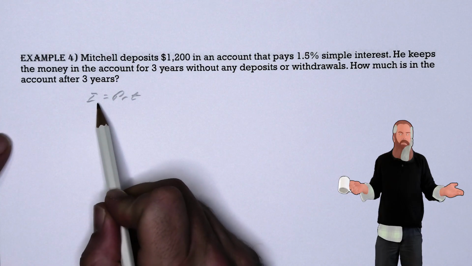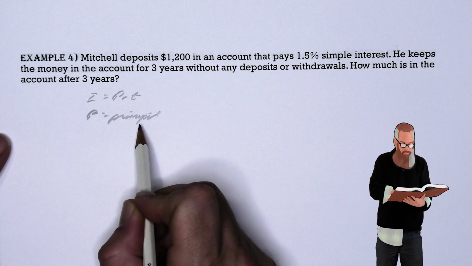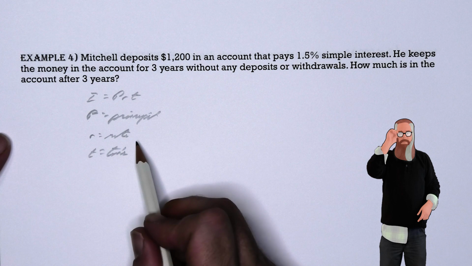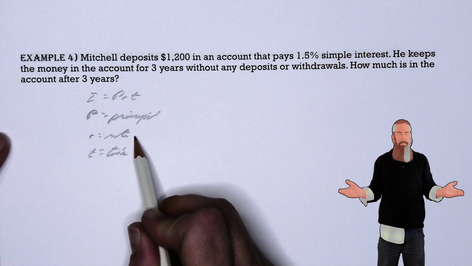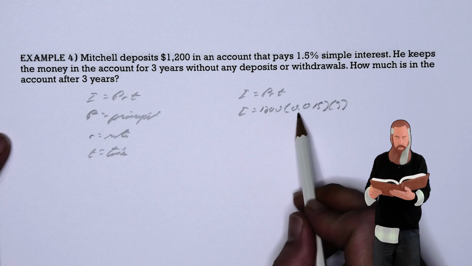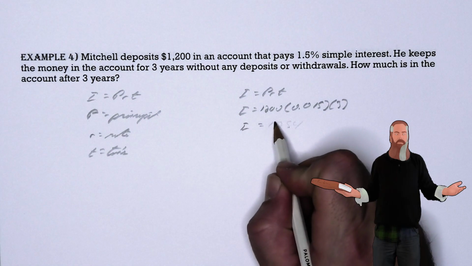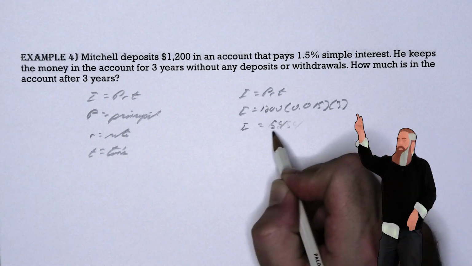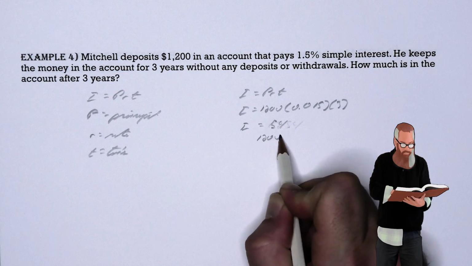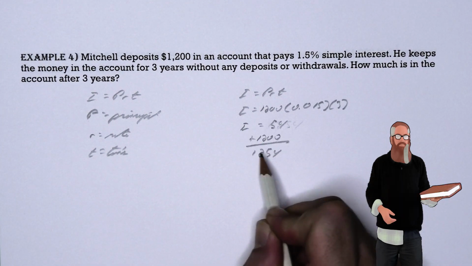So our formula is I equals P times R times T, where P is the principal, R is the rate, and T is the time. It's important to remember that rate is a decimal and time is measured in years. So we wind up doing 1,200 times 0.015 times 3, which gives us an interest earned of $54. But let's remember that there was the principal in the account of $1,200 to begin with, so we can add that to get $1,254.